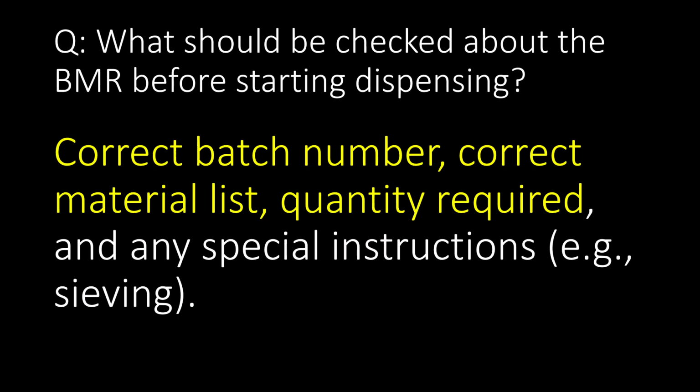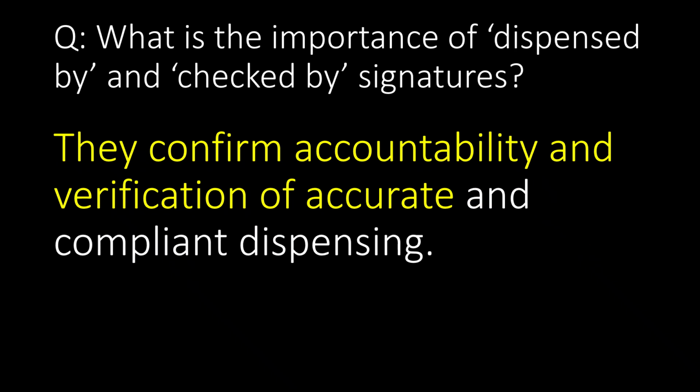What should be checked about the BMR before starting dispensing? Correct batch number, correct material list, quantity required, and any special instruction, for example, sieving. These are the instructions that need to be verified with the BMR before starting dispensing. What is the importance of dispensed by and checked by signatures? They confirm accountability and verification of accurate and compliant dispensing.